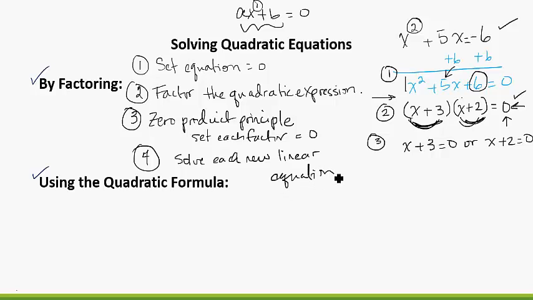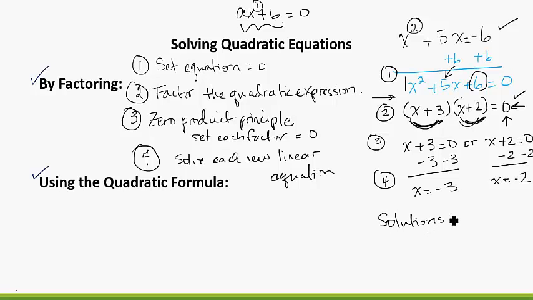And let's see, when we do that, I can subtract 3 from both sides here. This gives me x is negative 3. Subtract 2 from both sides here, and x is negative 2. So that was step 4. So our solutions are that x could be negative 3 or negative 2.